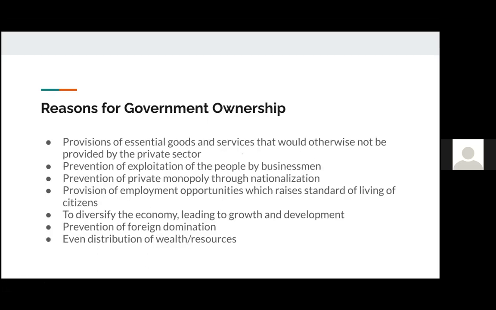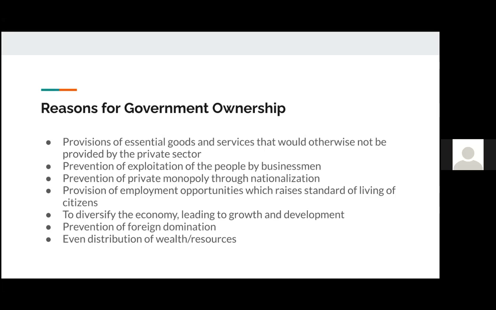Why would the government want to own an enterprise in the first place? So like I said earlier, it provides essential goods and services. And sometimes these goods and services would not be provided by the private sector. If you look at other topics in economics, we'll look at the free rider problem, public goods, and the fact that certain goods will not be provided by the private sector because there's no benefit to the companies in providing them, even though they may actually be really good for society. So in this case, it would be great for the government to step in.